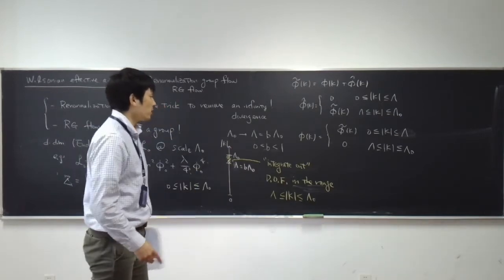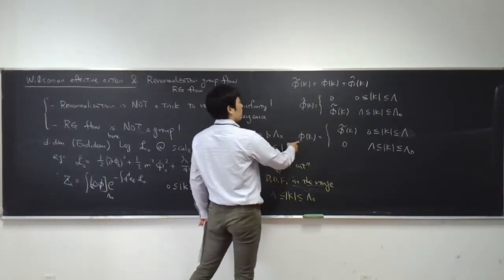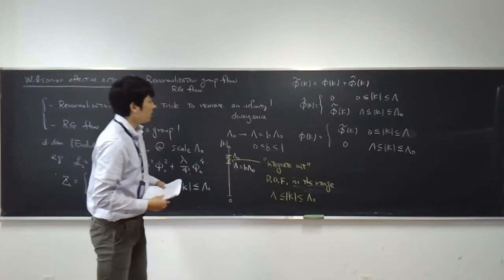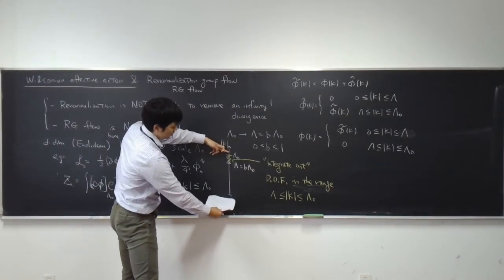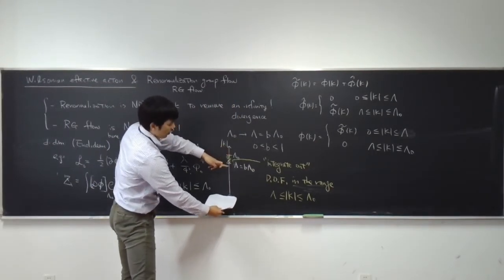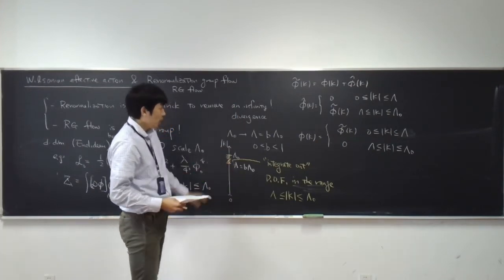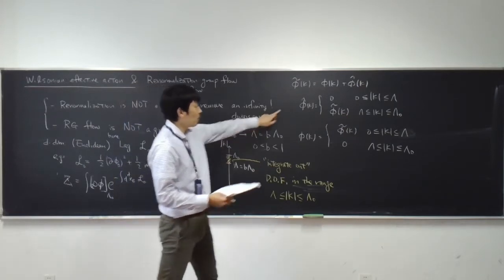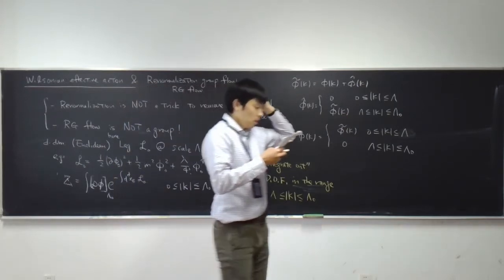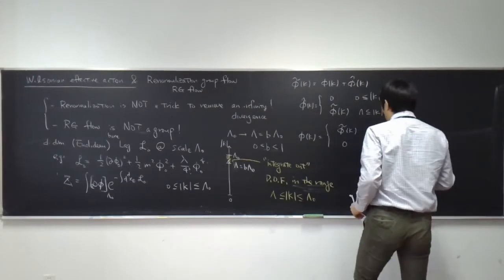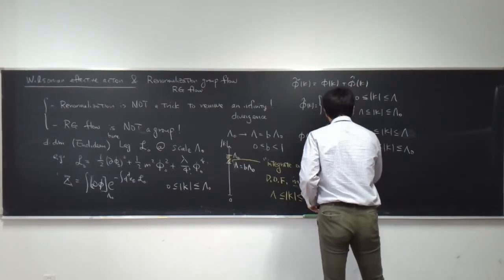And we want to write down the Lagrangian in terms of phi instead of phi tilde. Phi tilde takes care of the range from 0 to lambda naught, but phi just takes care of the field in the range between 0 and lambda. And we just want to integrate out the phi hat.